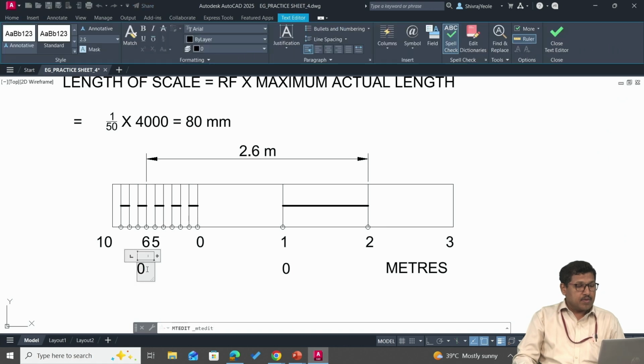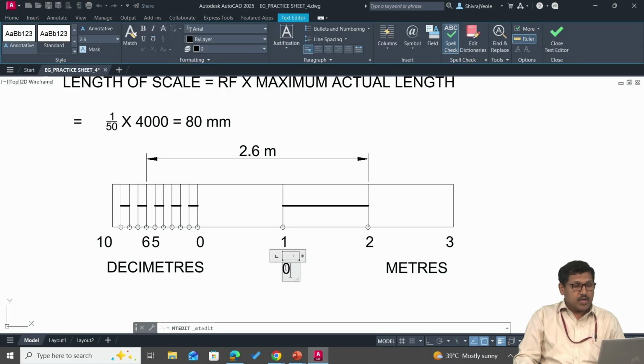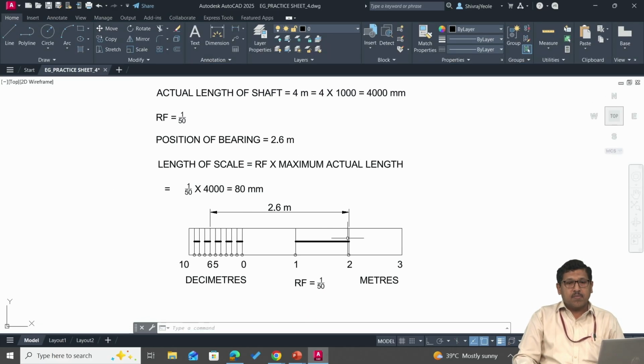Similarly, this on the left side, we are writing it as decimeters. And the middle one, this will be written as RF is equal to 1 by 50. So this completes the solution of the given problem. What we have done is, we have constructed a plane scale wherein a 80 mm line is representing 4 meters length, and on this 4 meters line we have represented the position of bearing at 2.6 meters.